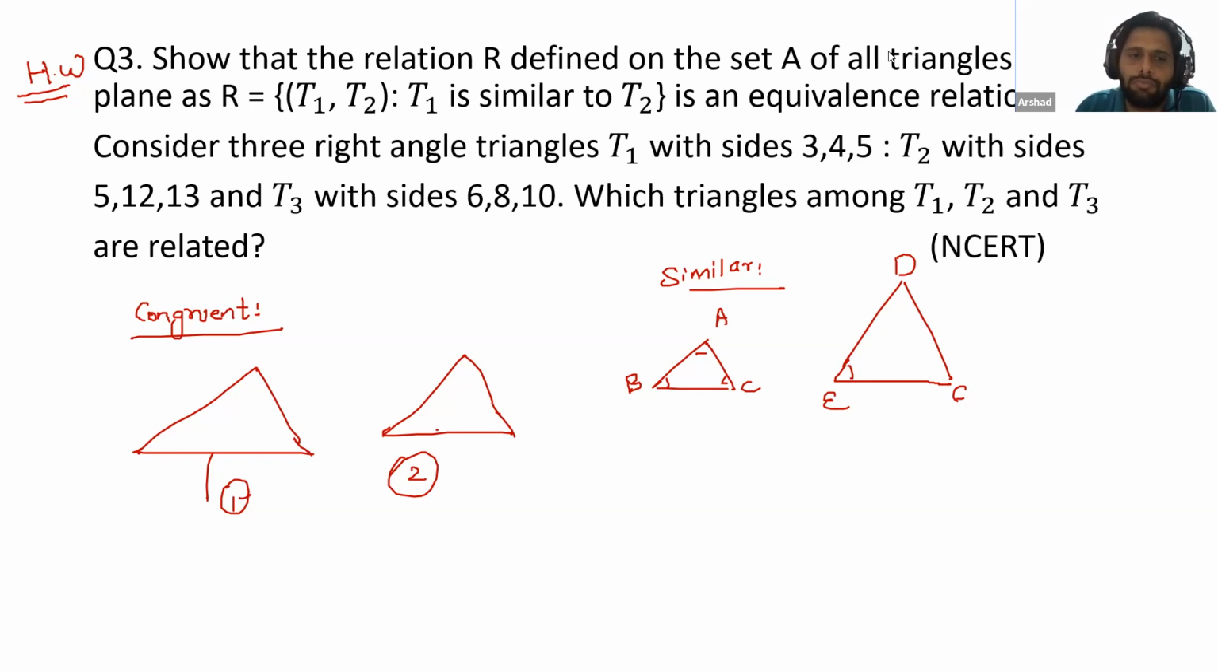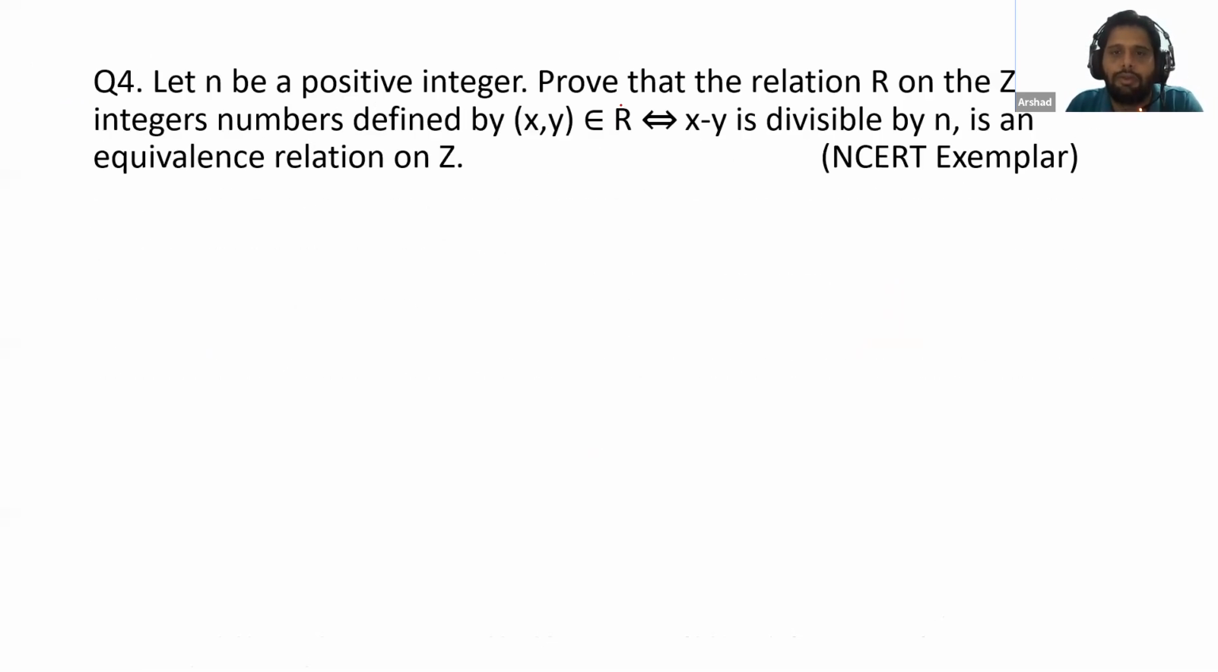This is an NCERT question, but it is a very, very simple question. You can do this one. For example, for reflexive, every triangle is similar to itself. So it is reflexive. What about symmetric? If T1 is similar to T2, then T2 is also similar to T1. What about the third one, transitive: T1, T2, T3. Please try to solve this question on your own. If you face any doubt, we will discuss it in the next class. But I'm confident that you can solve it.